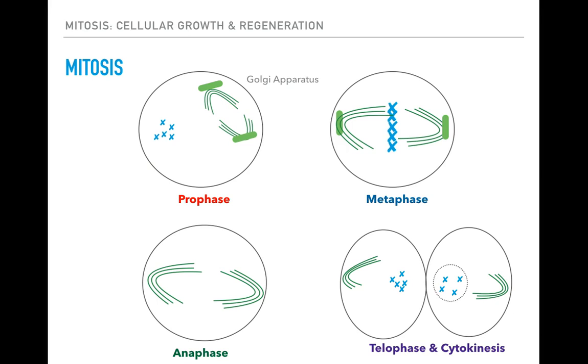The chromosomes have now moved toward the midline of the cell, and each sister chromatid is attached to a spindle fiber which was produced by the centromere. This is the process that we refer to as metaphase.